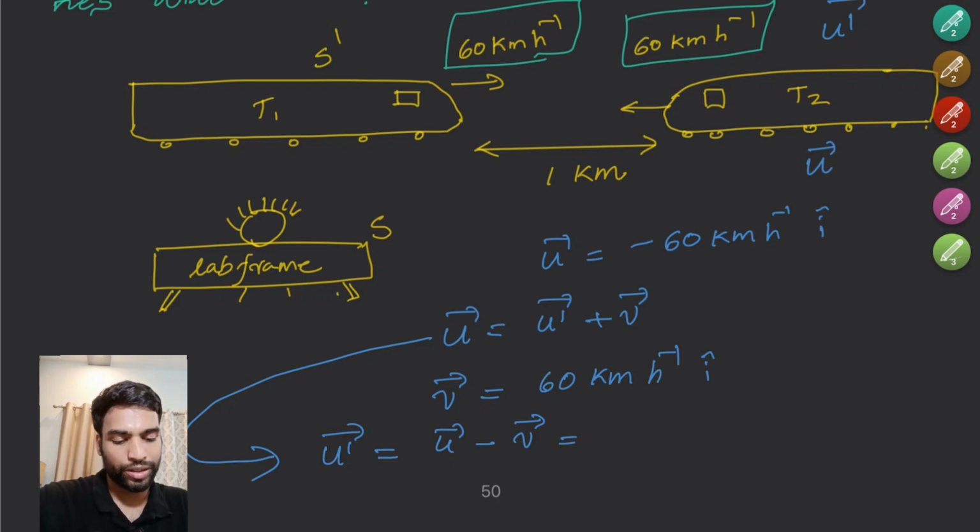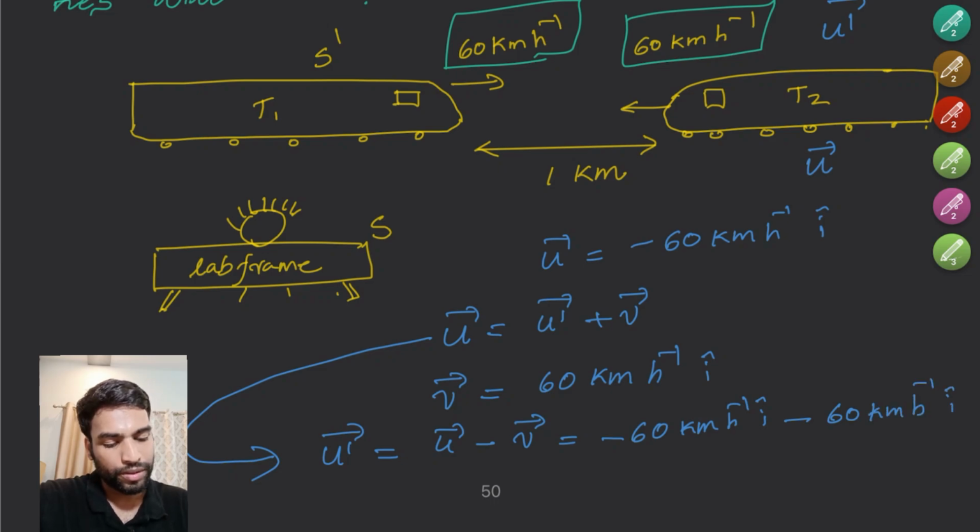Clearly from this equation we can write u dash is equal to u vector minus v vector, correct? u vector is negative 60 kilometer per hour i cap, and minus v is minus 60 kilometer per hour i cap. And that is clearly negative 120 kilometer per hour i cap. All good? Great. So the speed of T2 with respect to T1 is given by negative 120 kilometer per hour. That makes sense, right? Now, how much distance should be covered with this speed? 1 kilometer. So let's find out the time.